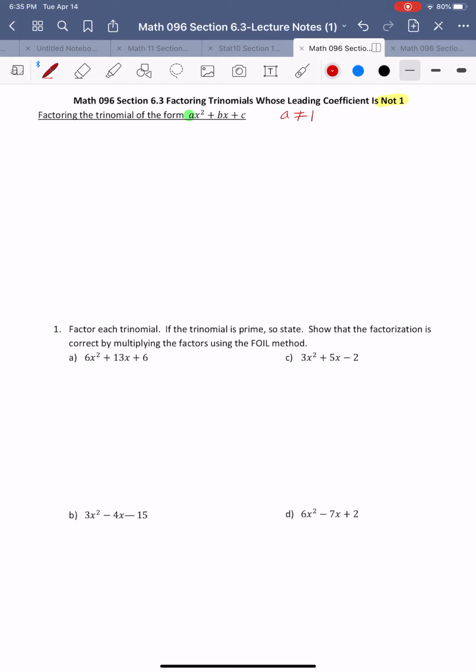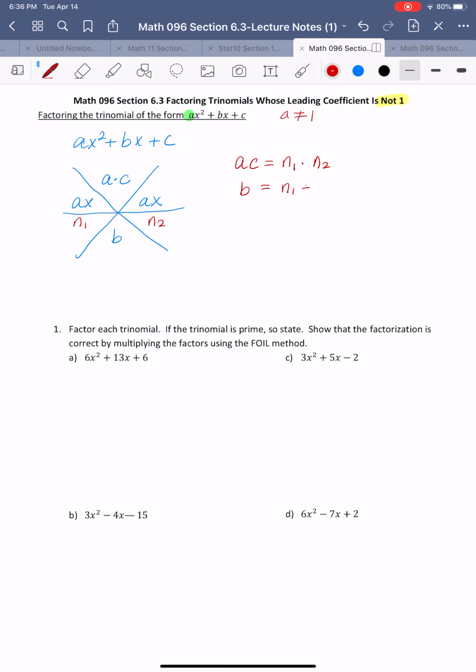In this case, we are doing the same method, but we are using it a little differently this time. If you have ax squared plus bx plus c, we're using the snowflag, which is the x factor. But this time, instead of the c, you get a times c, and then b here, and then put the ax and ax on the top. And then you get one number here and another number here. So the a times c will be the product of number 1 times number 2, and the b is also number 1 plus number 2.